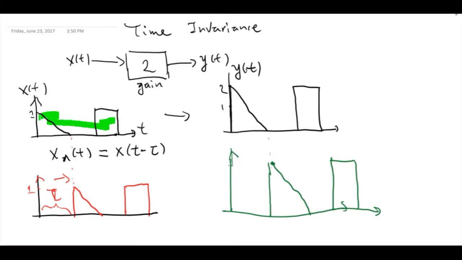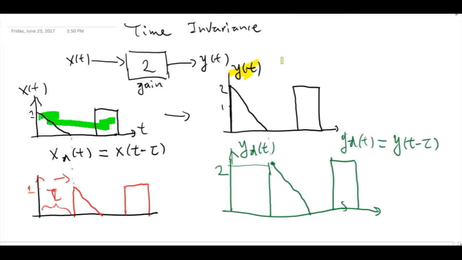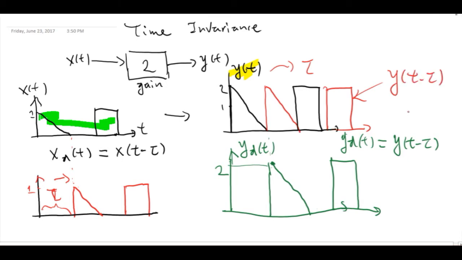Because of that, the output, which is equal to 2 times the input, y_d(t), is equal to y(t minus tau). What we can see is this is y(t) here. If this y(t) is delayed by tau, the output will become this, so this one will become y(t minus tau). This one and this one are equal. So what we can see is that this is a time invariant system.